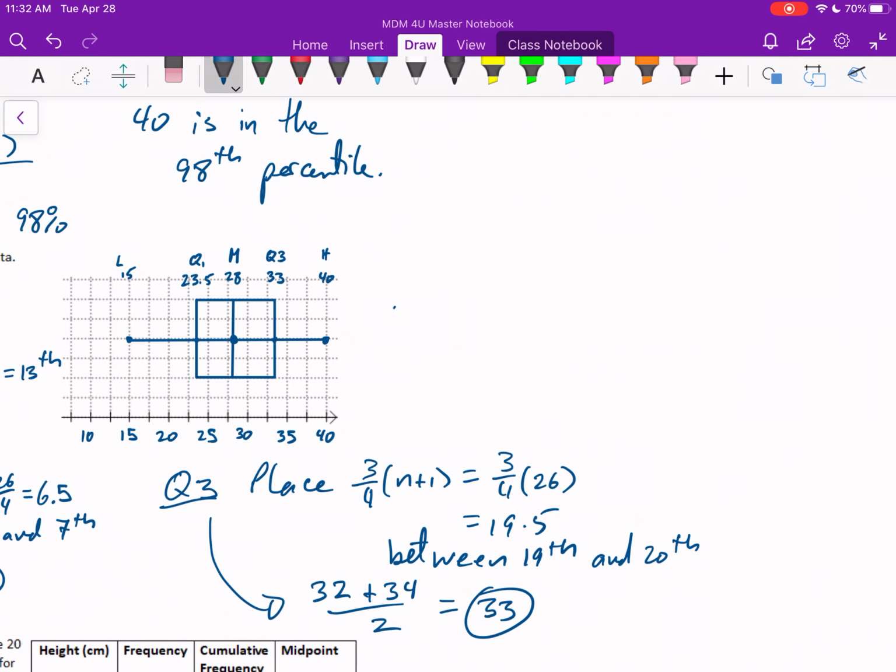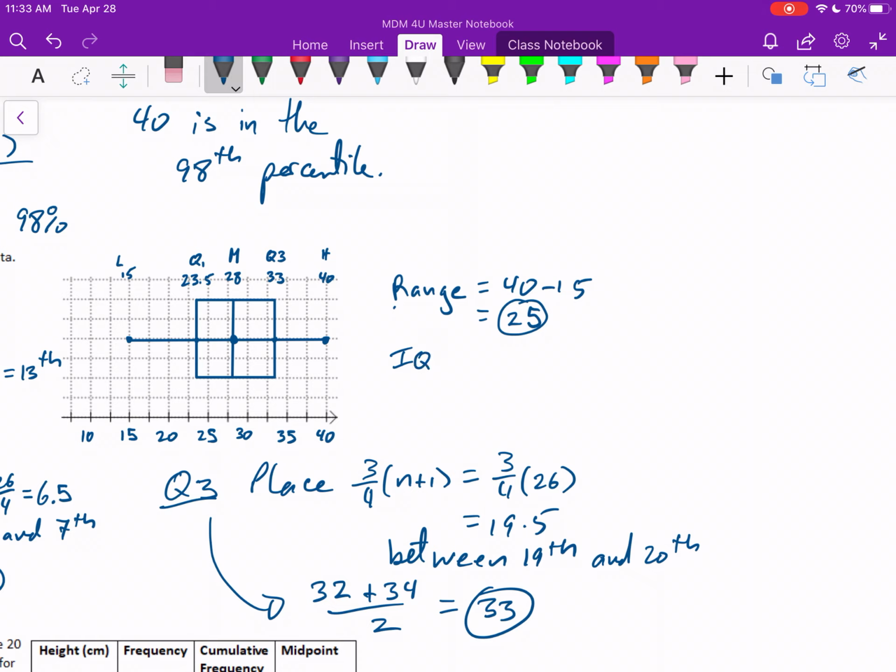So the range for this one is equal to the highest, which was 40, minus 15. So the range was 25. So sometimes people, if I ask for the range, they'll say, well, it's 15 to 40. Well, yes, it is 15 to 40, but when we ask for the range, we want you to actually subtract them and give me a number. So I want you to subtract the lowest from the highest and tell me the range is 25.